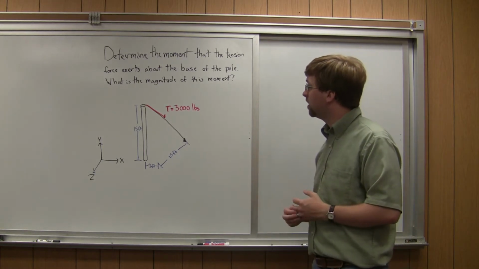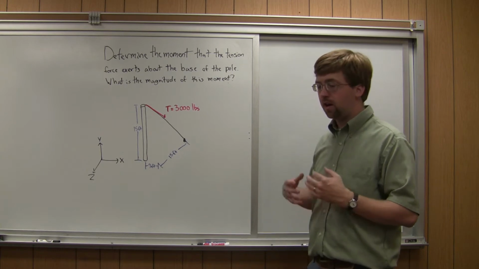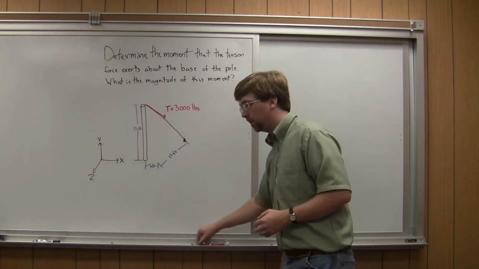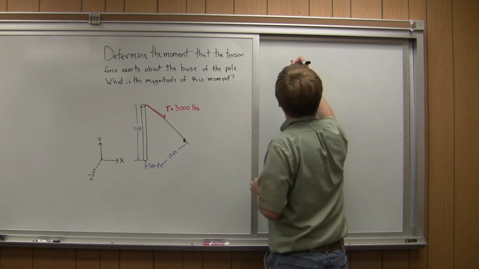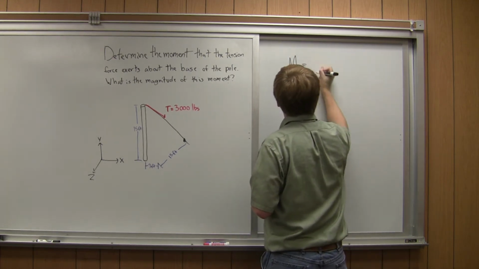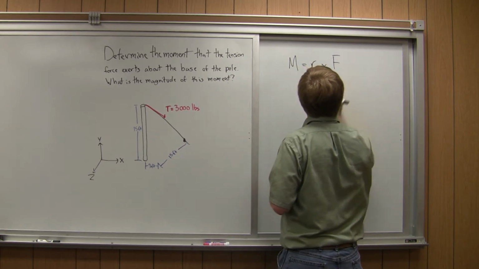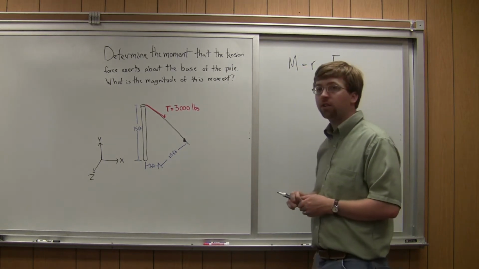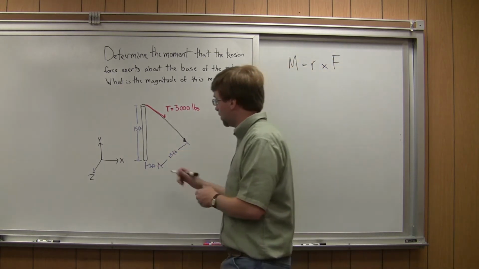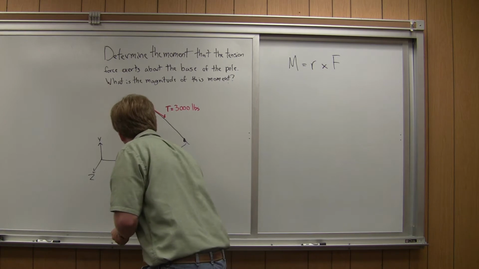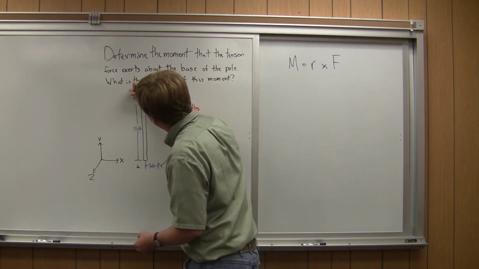So when we have something like this, it's in complete 3D space. I like to use the vector calculation for the moment. So the moment is going to be equal to R cross F. So the R vector is the vector from the point we're taking the moment about, I'm going to call this point A down here at the bottom, to the point the force is applied to.